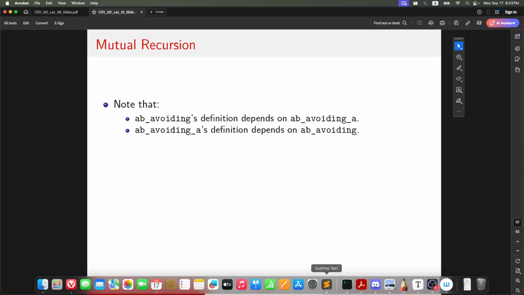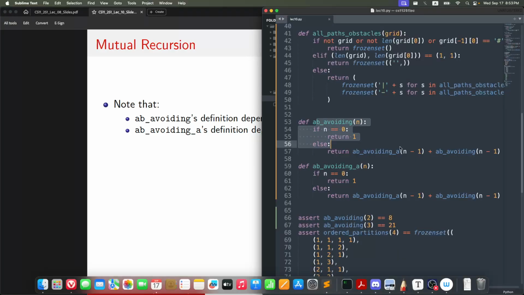Look at our recursive functions. AB avoiding A calls itself and AB avoiding B, but AB avoiding B calls itself and AB avoiding A as well. So these two functions call each other, depend on each other. How does this work? Isn't this a circular definition? Why is this recursion working?